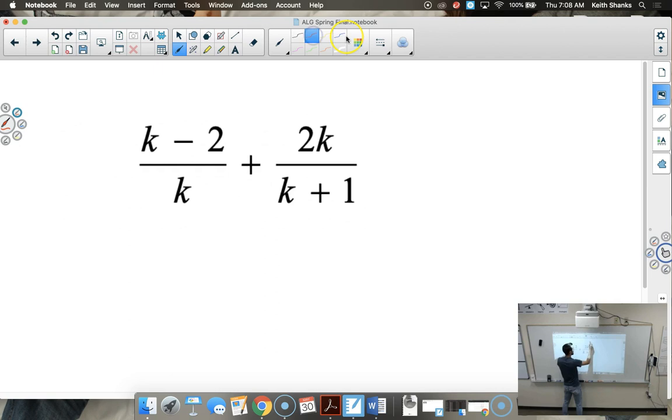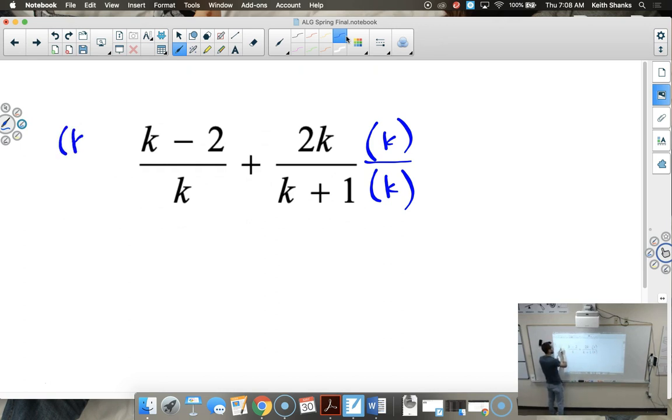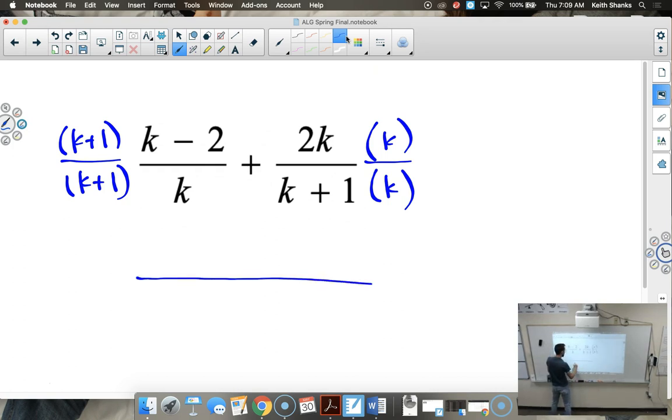So in order to do that, I'm going to multiply this one by k over k. I'm multiplying by 1, which doesn't really change anything. So that this guy didn't have a k, now it does. And this guy doesn't have a k plus 1. So on this side I have k plus 1 over k plus 1. Okay. So on the bottom of both fractions, I'm going to have k times k plus 1, or k squared plus k.